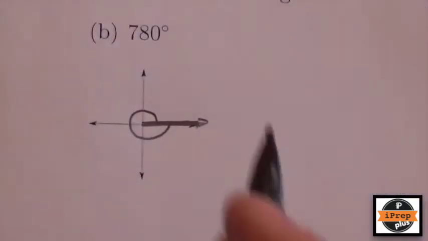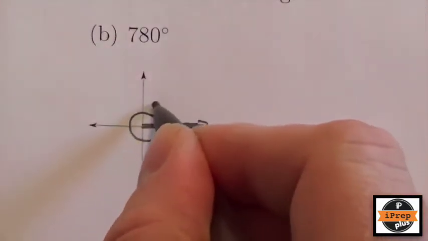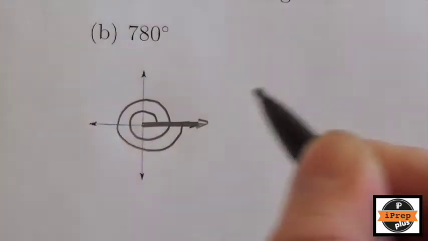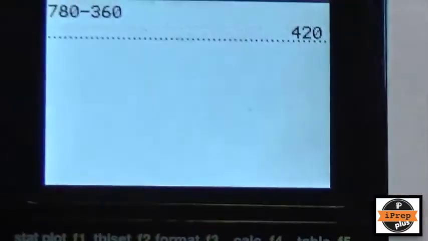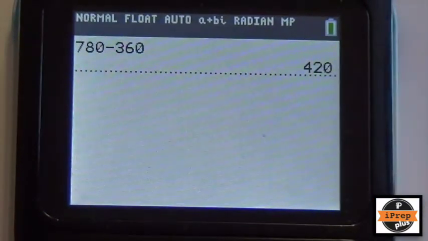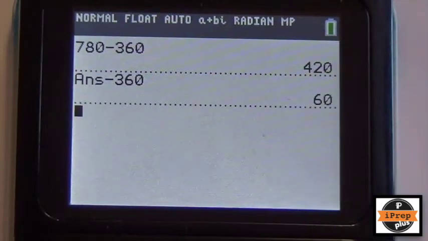Well, that's another full rotation around. So I've gone around the circle twice. So what I'll do here is take that 420 and subtract another 360.